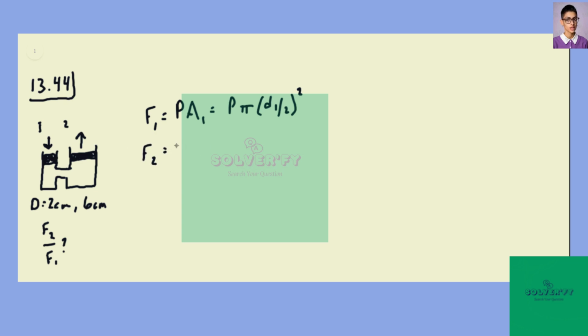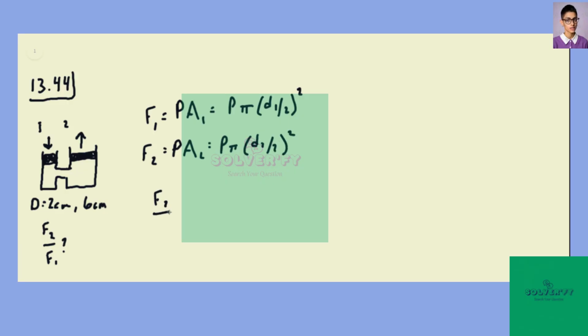And then similarly the force on 2, the pressure is the same everywhere in the fluid, or the changes in pressure are the same everywhere in the fluid. In this case it doesn't really matter. We can be a bit imprecise. And so this is P times pi times d2 over 2, the radius, squared.